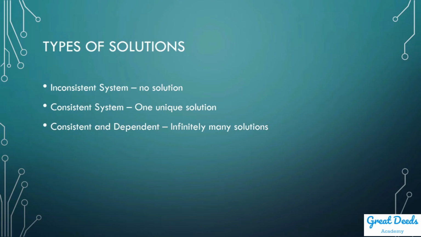This is what I missed talking about when I introduced the linear system, the types of solutions. So you have cases wherein you have no solution. There are cases wherein you have one unique solution. Okay, it's like you have one solution only. And you have a case wherein you have infinitely many solutions.